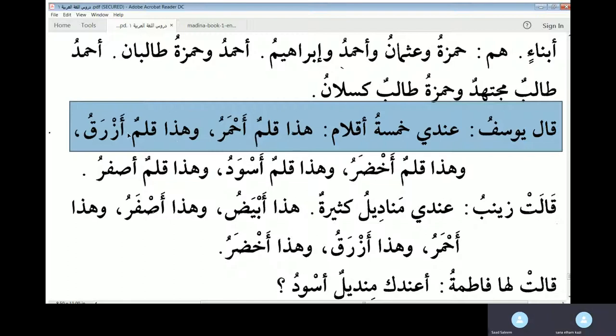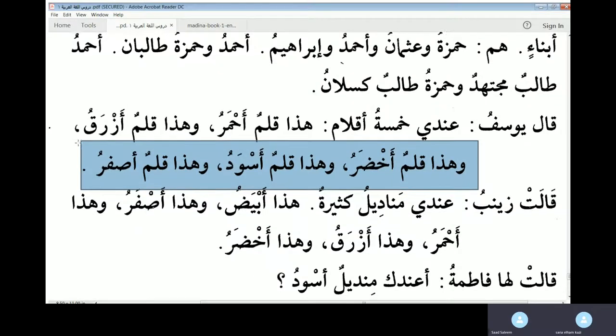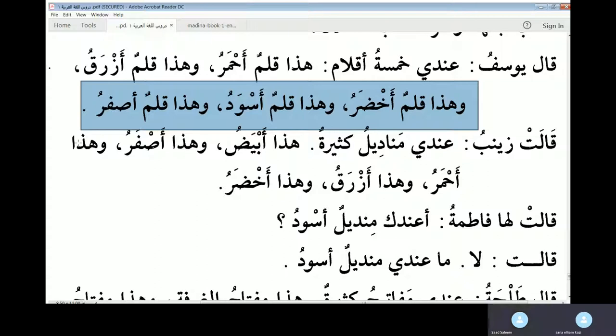Wa hadha qalamun azraqu, sorry. And this is a blue pen. Same thing, af'alu pattern. Wa hadha qalamun akhdaru. And this is a green pen. Wa hadha qalamun aswadu. And this is a black pen. Wa hadha qalamun asfaru. And this is a yellow pen.